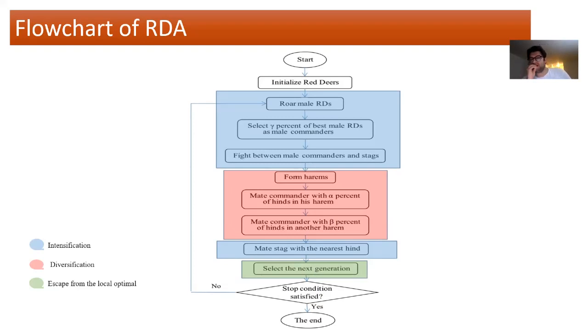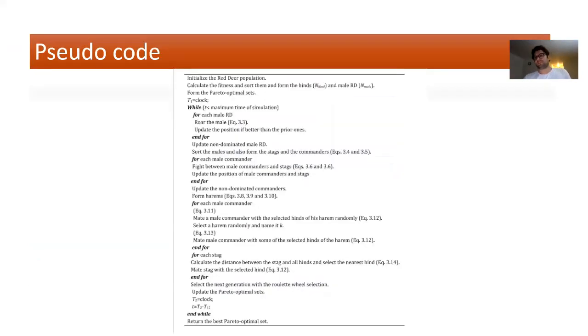And in the selection of the next generations, we give the algorithm the chance to escape from local optimal solutions, because we give a chance to bad solutions. Therefore, this algorithm does both the intensification and diversification phases very smartly and intelligently. This is the pseudo code of the RDA algorithm.